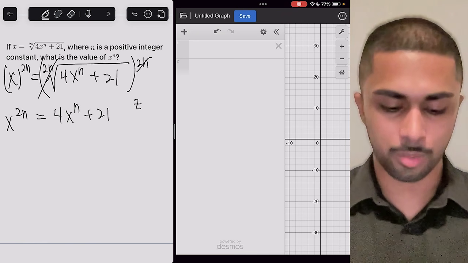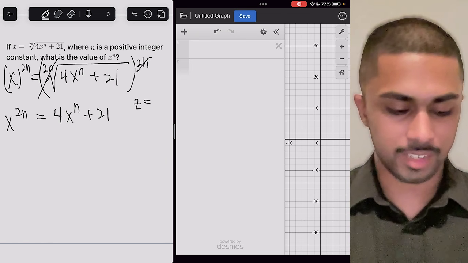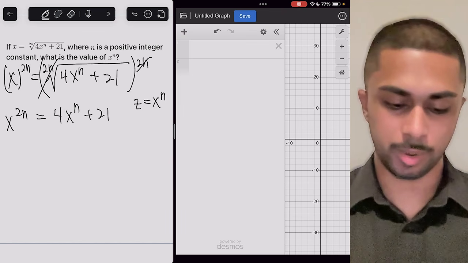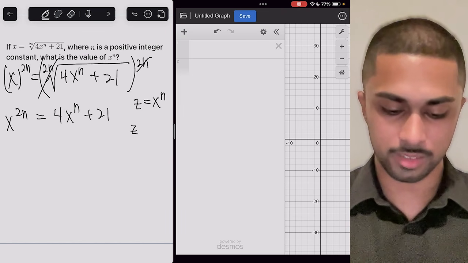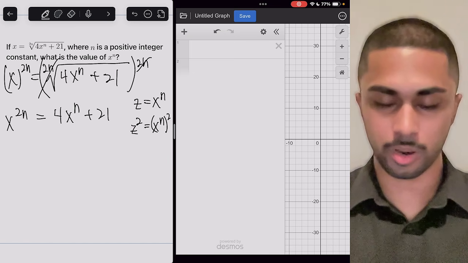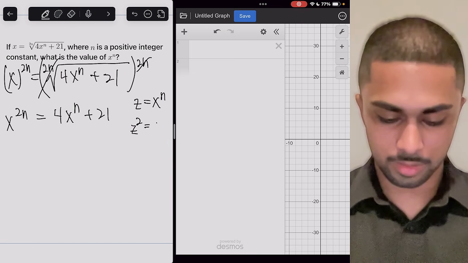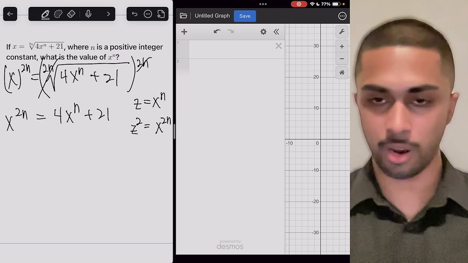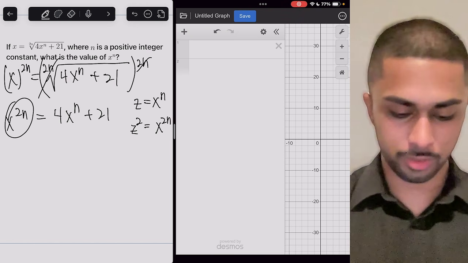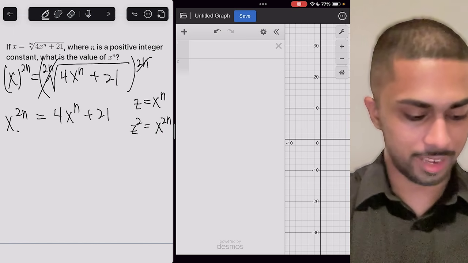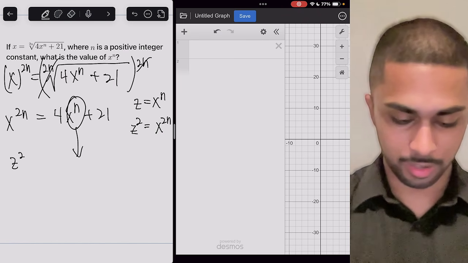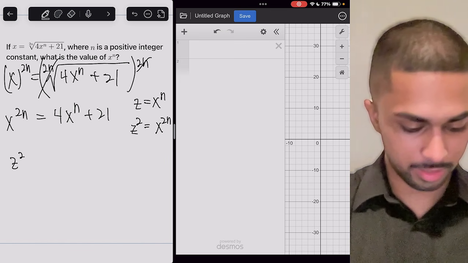Just take a random variable like z, and set it equal to x to the power of n. And if z equals x to the power of n, then if you square both sides, z squared is equal to x to the power of n, squared, right? We're just squaring both sides. Then this is equal to x to the power of 2n because the powers multiply. And since you have x to the power of 2n here, you replace that with z squared. And you have x to the power n here, so you replace that with z.